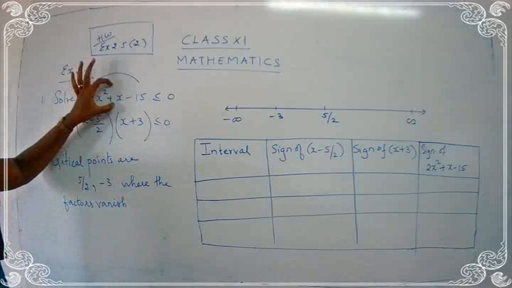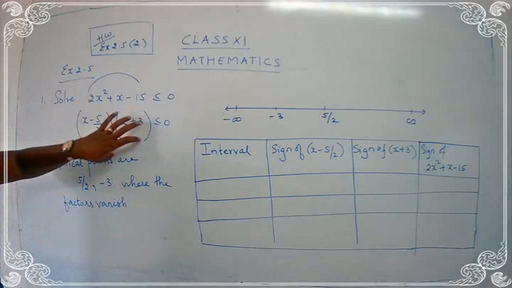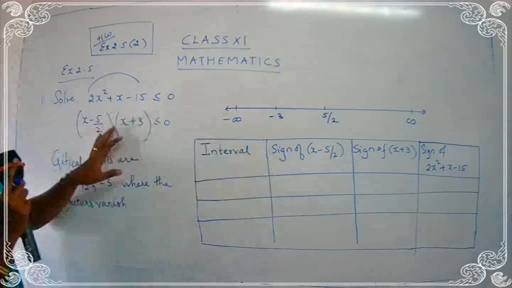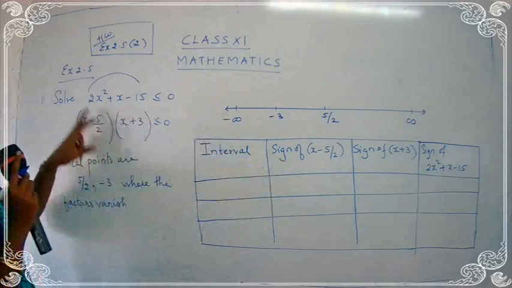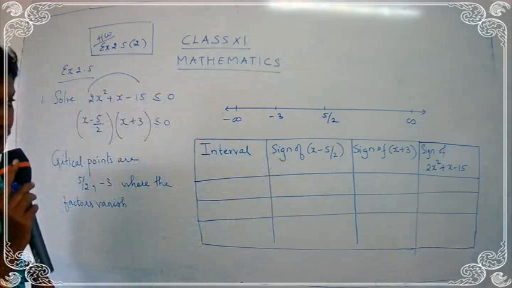Actually, this is an equation. And when you factorize this equation, you get these two factors. Yes, children? So you have to write sign of x minus 5 by 2 first. Then you have to write sign of x plus 3. And then you have to write down the original equation, that is sign of 2x square plus x minus 15.